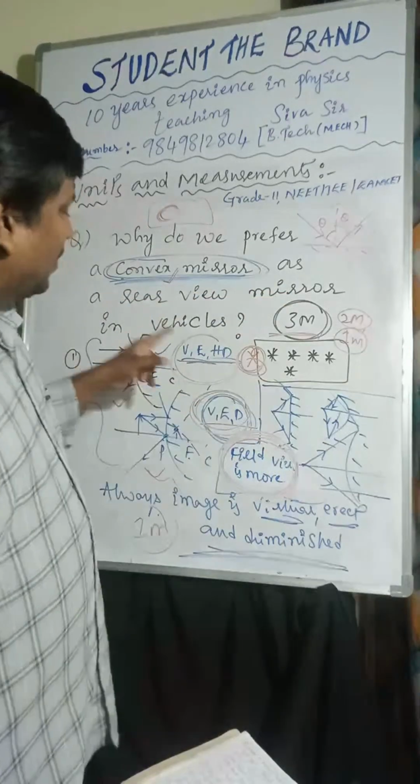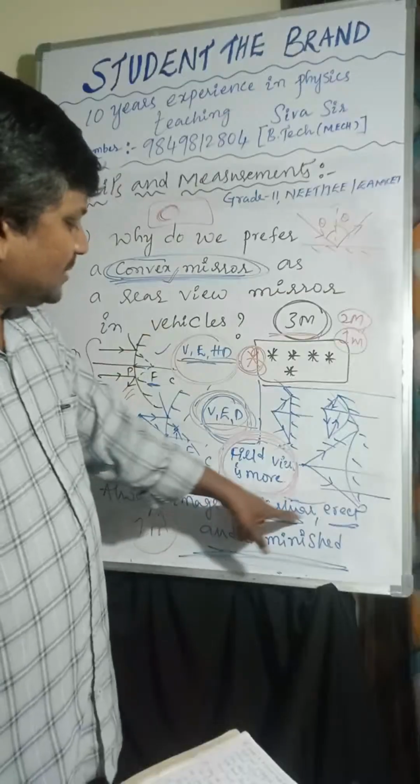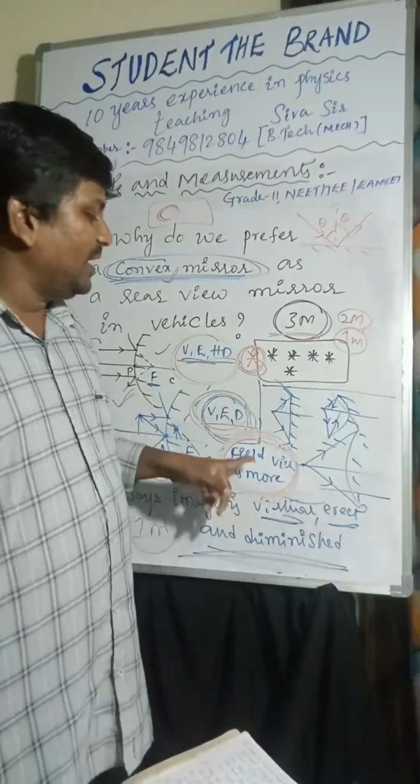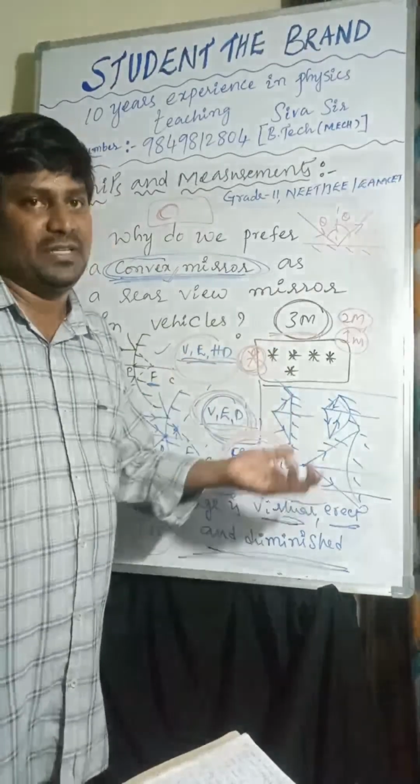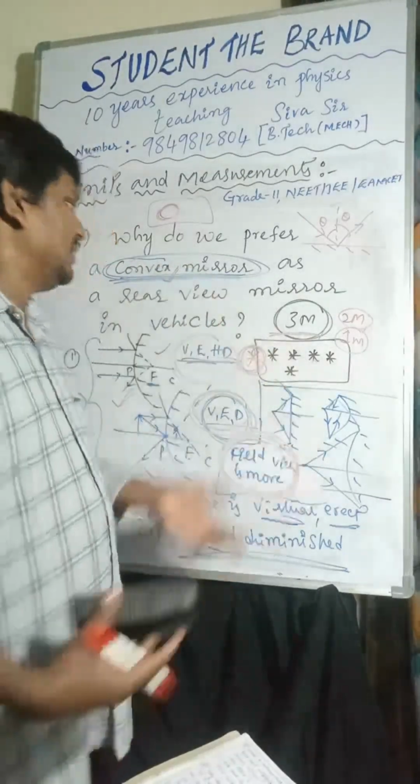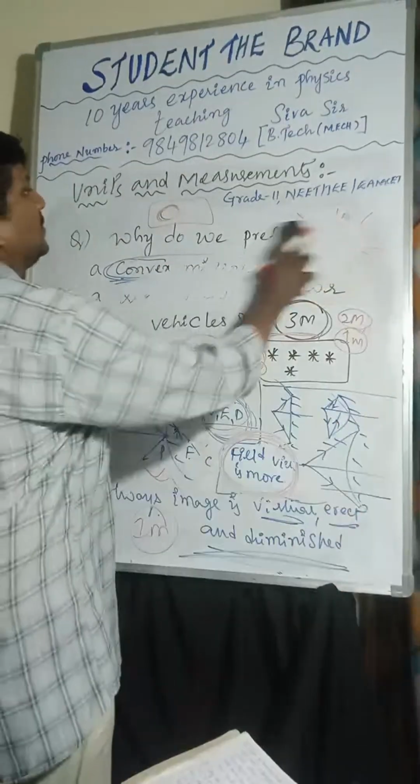These two points. Point number one, the image is always virtual, erect and diminished. Second point, the field of view is more. So that is the reason we can see the traffic behind us, the backside of us. That's enough. Okay. Done. So next question.